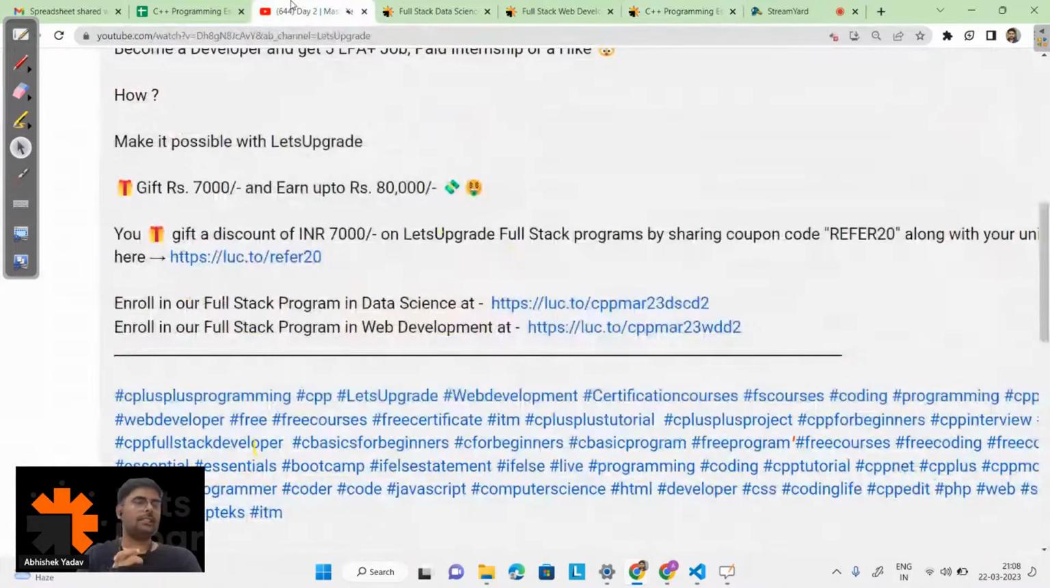In tomorrow's session we will be covering the remaining data types, and after that we are moving to the control statements. So this is all for today's session, guys. Hope you have enjoyed the session. Thank you everyone for joining the session. Thank you.